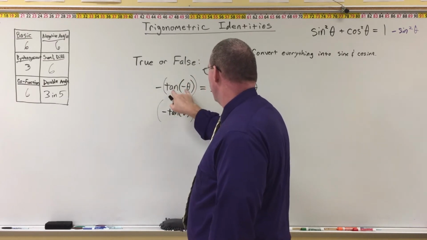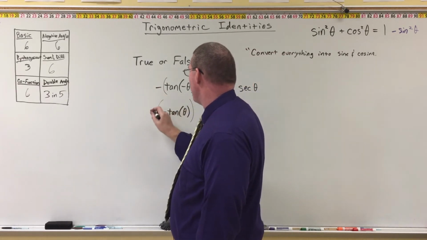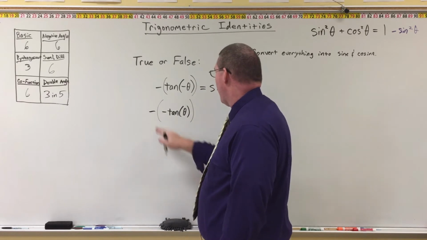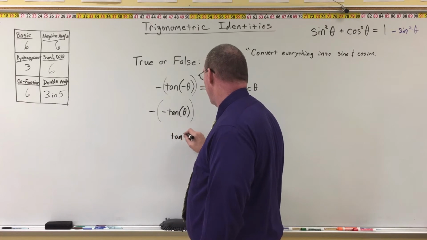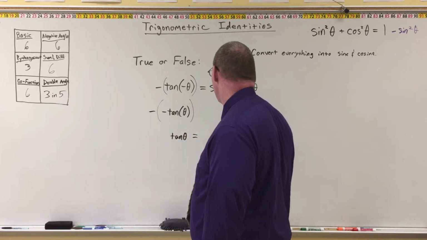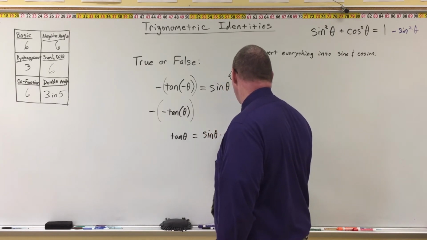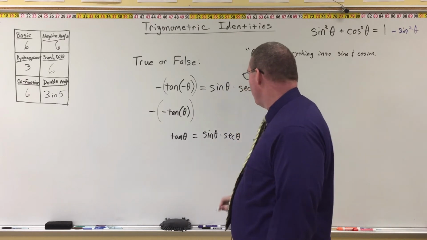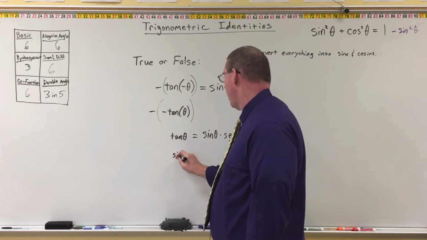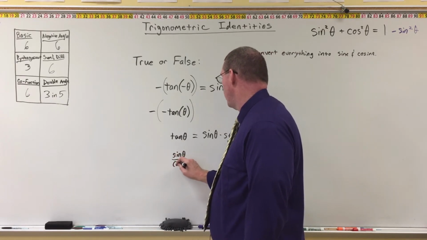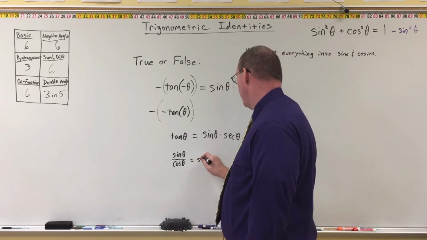See, I took this tangent of negative theta and turned it into negative tangent of theta. Okay, but I still need this negative. I got to carry that negative down. And so now I have negative tangent of theta, which is just tangent of theta. All right, good, equals, and I'll bring down sine of theta times secant of theta. Okay, now I'm going to turn everything into sine and cosine. Tangent becomes sine of theta over cosine of theta equals, sine is okay, it's just sine of theta, right?